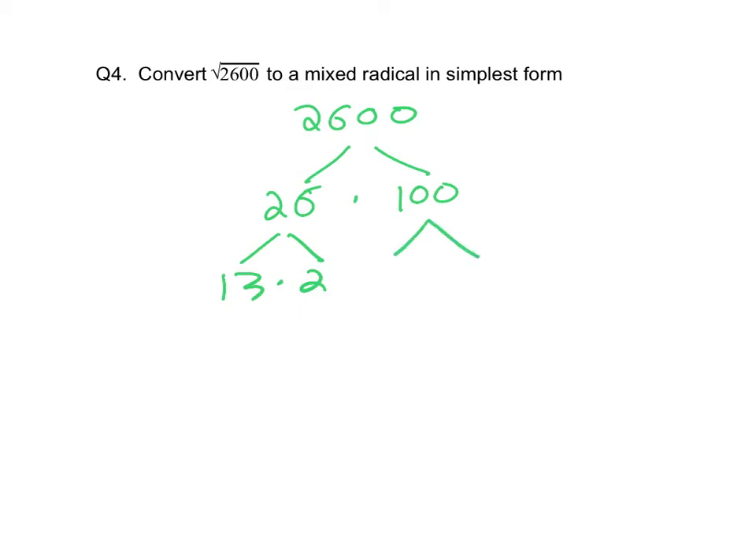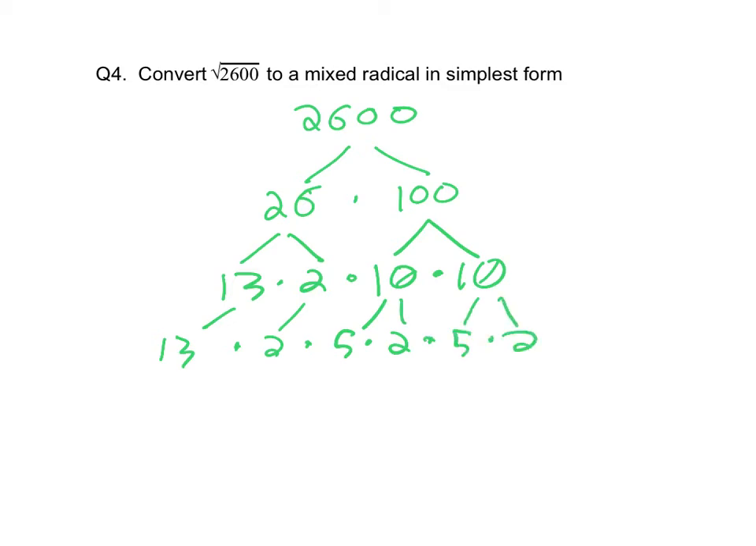How could I break 100 down into two factors? This is the same thing as 10 times 10. Since we have a pair here, we could technically stop and answer the question with it. But let me just go further. 10 is 5 times 2. And our other 10 is also 5 times 2. So here's our prime factorization of 2600.